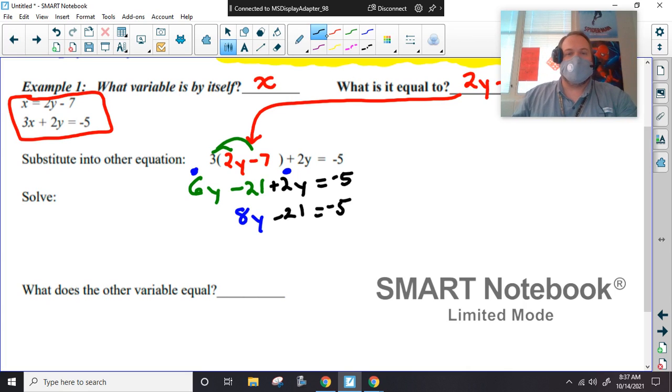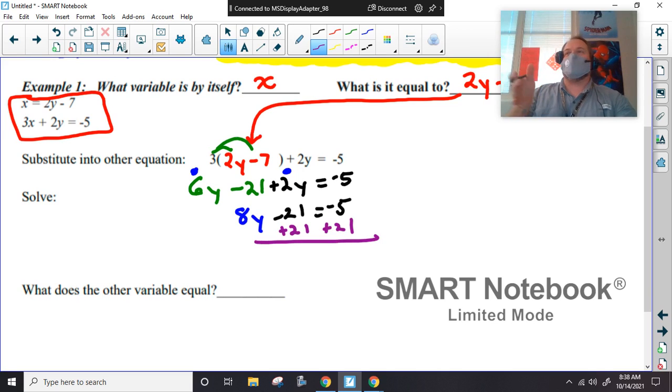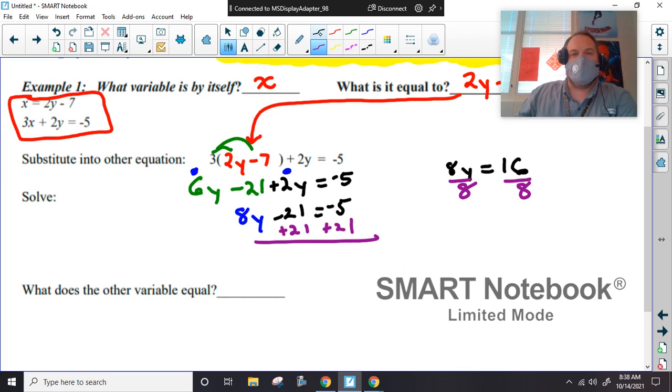So what are we going to do now? Yeah, you got to do the opposite of that negative 21. I knew where you were going. You just, it's early. Some of y'all's brains don't wake up till 3 p.m. any day. Anyways, now we have 8y equals 16. How do we solve that? Divide by 8. So now we get y equals 16.